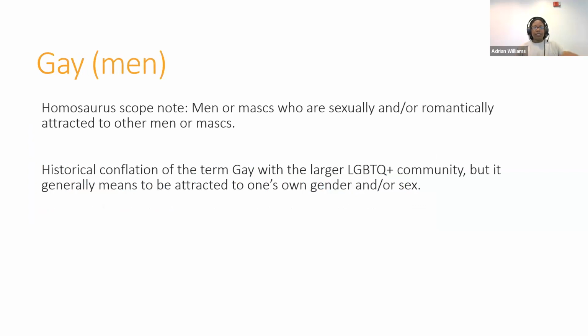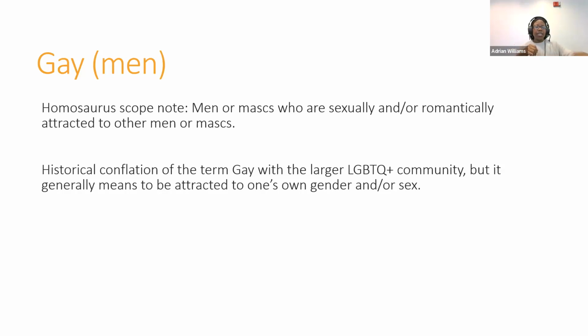In contrast to lesbians, Homosaurus uses the term gay men to primarily describe men or masks who are sexually and/or romantically attracted to other men or masks. Mask here, M-A-S-C, is short for someone whose gender identity is masculine, but who does not necessarily identify as a man. Outside of Homosaurus, gay generally means any person who is attracted to their own gender or sex. In the past, that word has been homosexual, and that word still exists, but it's not as used by actual people these days.